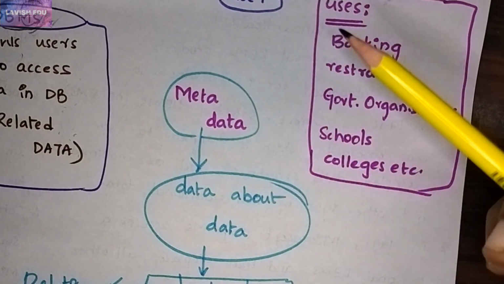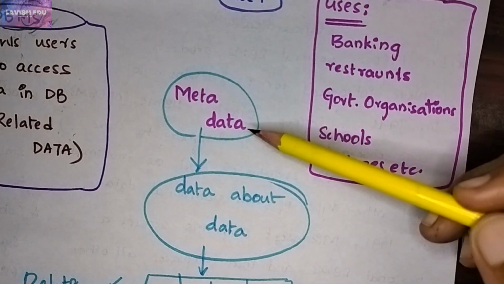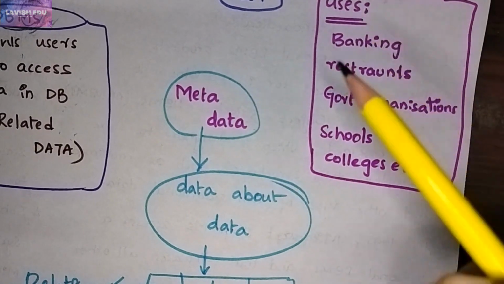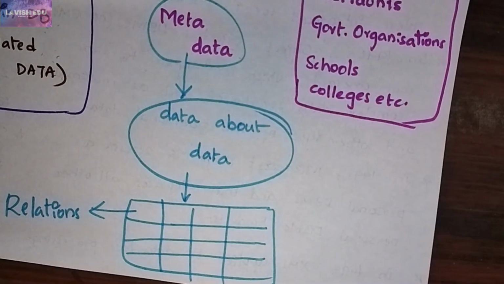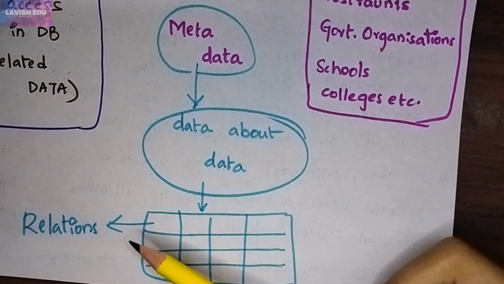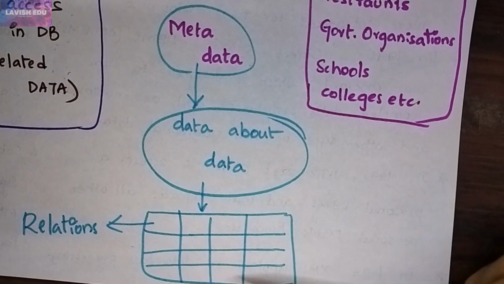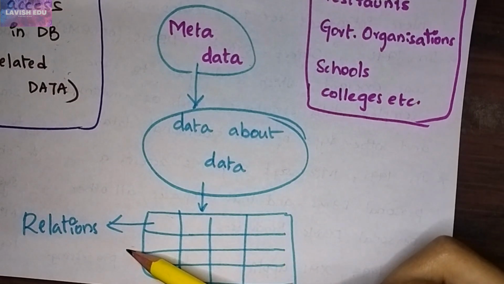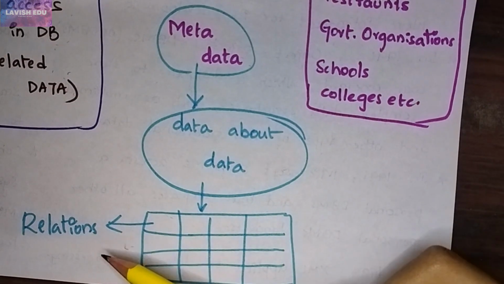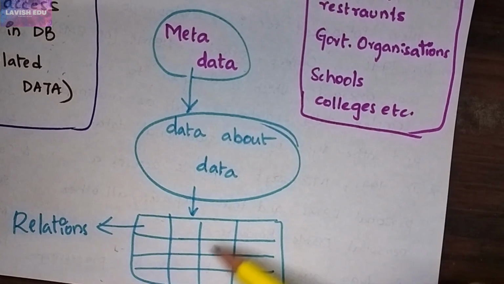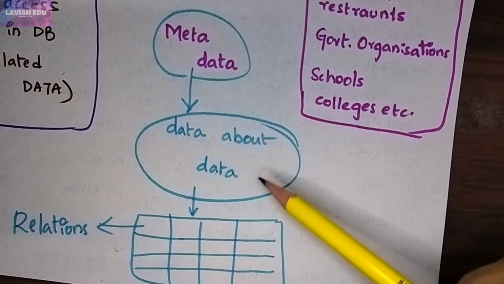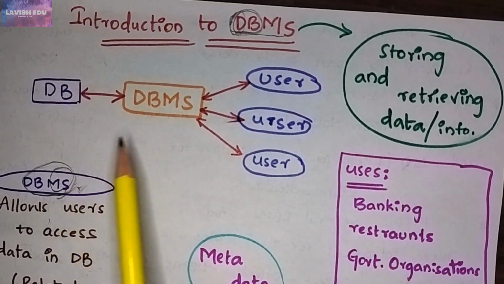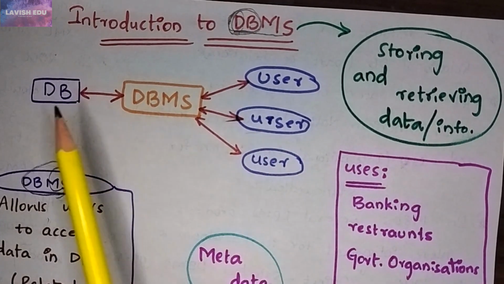And now we have metadata. So what is metadata? Metadata is data about data, which we will see in later classes. That is relations, which we will see in the form of tables. That is, one data is related to another data, and that is related to another data, in the form of relation tables. We'll see them in further classes.